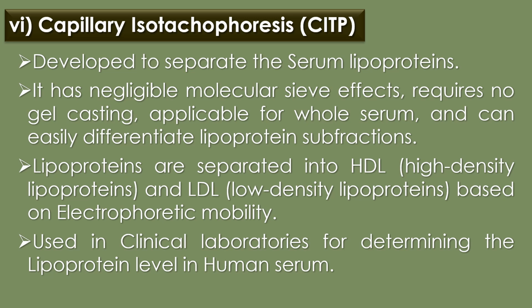Here, the total serum lipoproteins are pre-stained in a free flow capillary system with an external diameter of 0.5 mm, having a discontinuous buffer system for 30 minutes at 4 degrees Celsius before starting the process. The lipoproteins are separated into high density lipoproteins and low density lipoproteins based on electrophoretic mobility. Capillary isotachophoresis is commonly used in clinical laboratories for determining the lipoprotein level in human serum.